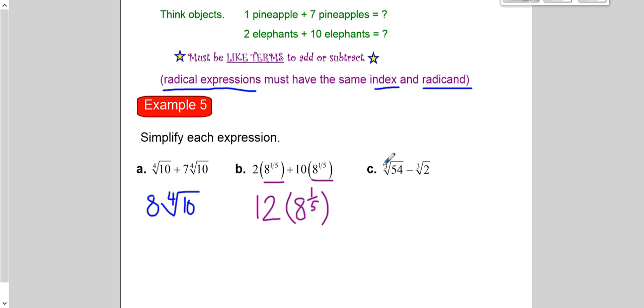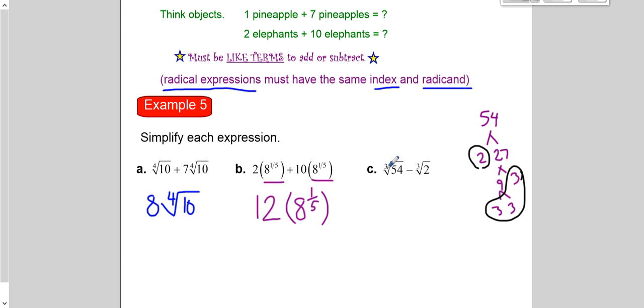Next one, cube root of 54 minus cube root of 2. Well, 54, that's not prime numbers. We need to break that down. So 54 is even. Divide by 2, we get 27. 27 is 3 times 9. 9 is 3 times 3. So let's simplify the cube root of 54. This is 3 3s and a 2.